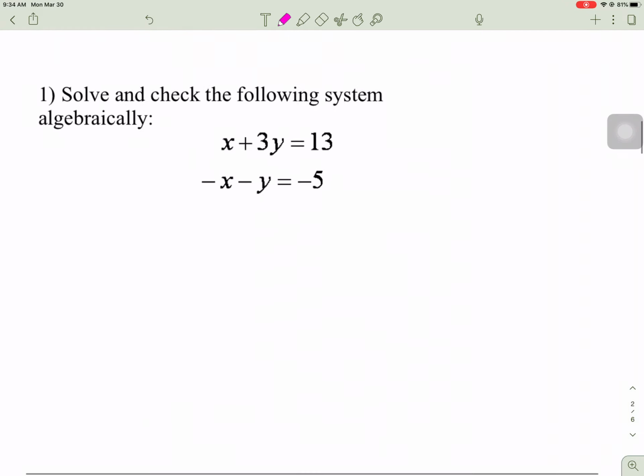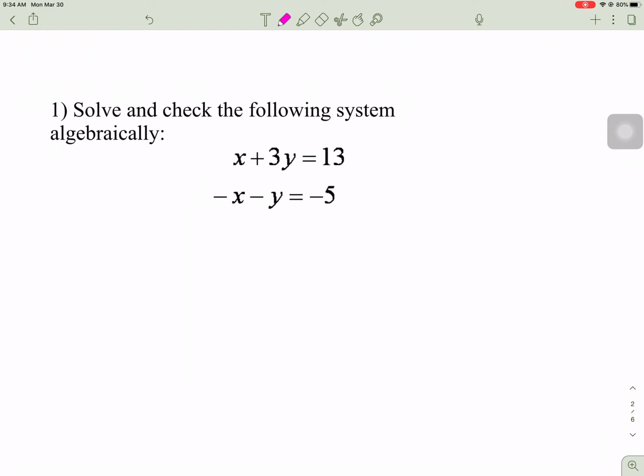Okay, so now what we have to start doing is deciding which method we want to use. Do we want to use substitution or do we want to use elimination? Well, I don't see anything as x equals or y equals here, and I very nicely see that x and negative x have opposite coefficients, 1, negative 1. So I can add together these equations. x minus x goes away, 3y plus negative y is 2y, and then 13 plus negative 5 is 8, which tells us that y is 4.